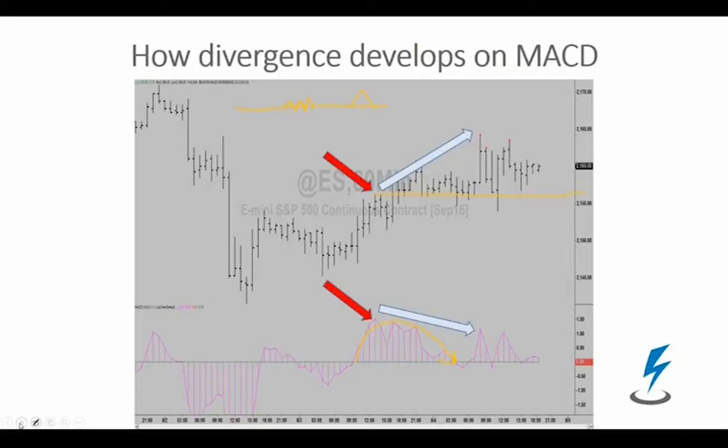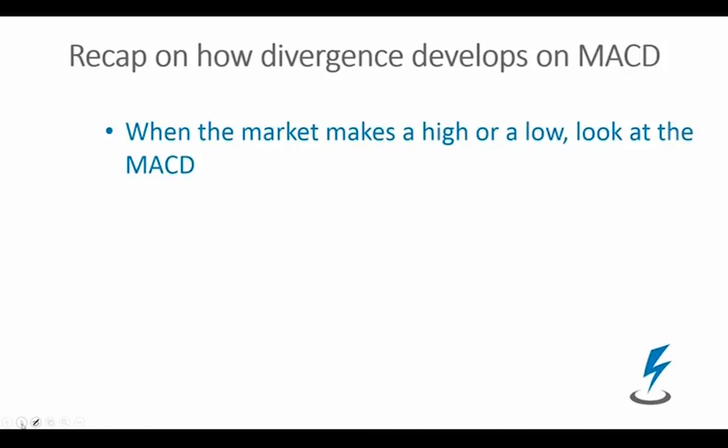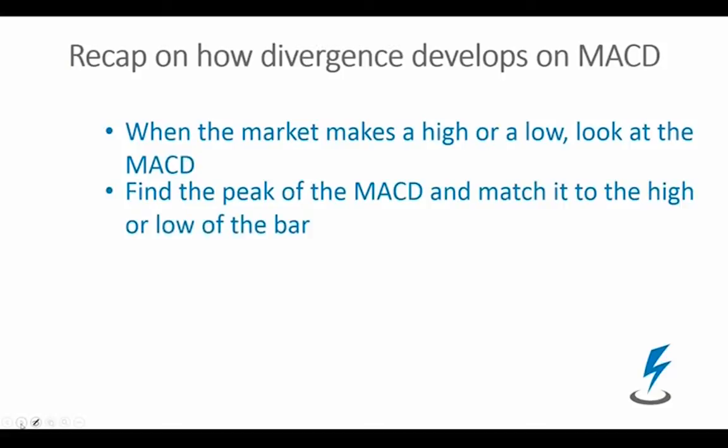That's how MACD divergence develops. Peak high, peak low, look at the peak from the MACD, which has to revert back to 0. If it gets above that high or below that low, there we go. You look to see for divergence. So let's do a quick recap. When the market makes a higher low, look at the MACD. Pretty simple stuff, folks. Find the peak of the MACD and match it to the higher low of the bar. Don't tell me that you use a different high, use the peak high of the MACD, that's your starting point.